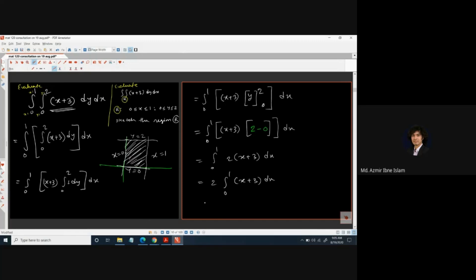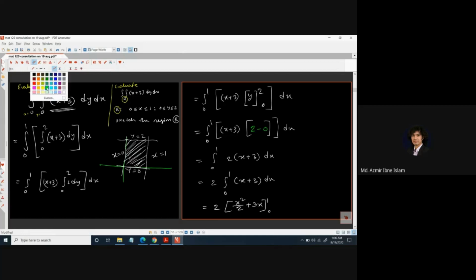So here you can see the double integral has been converted to a single integral. We have only one integral sign, so we can easily solve this one. Integration of x is x squared by 2. Integration of 3 is 3x. Upper limit 1, lower limit 0.